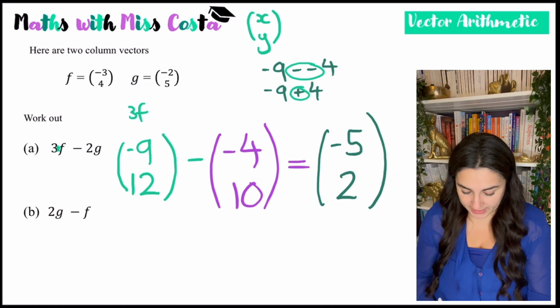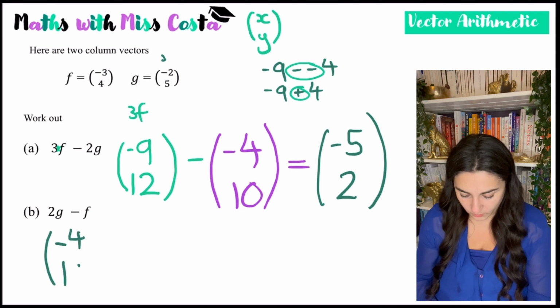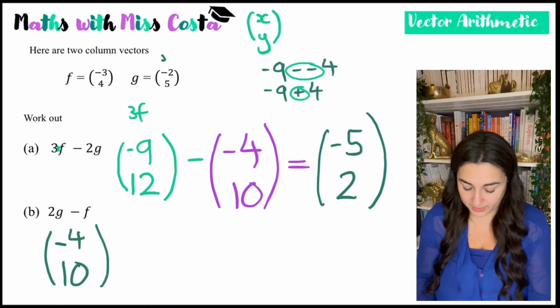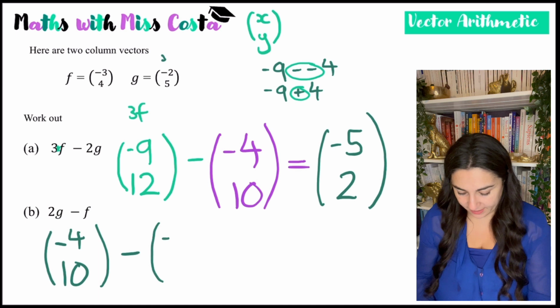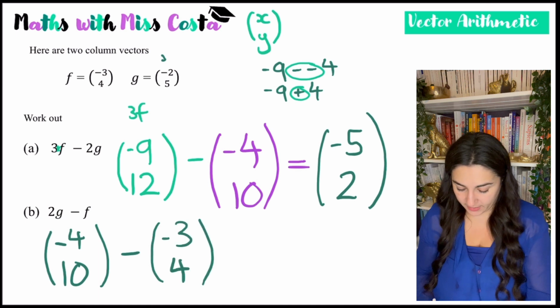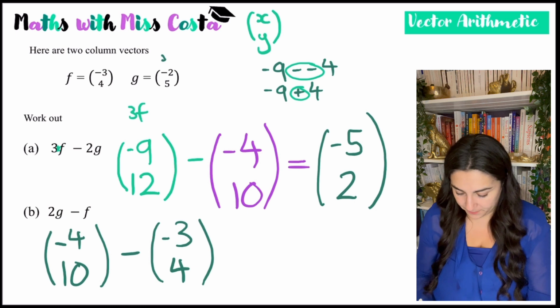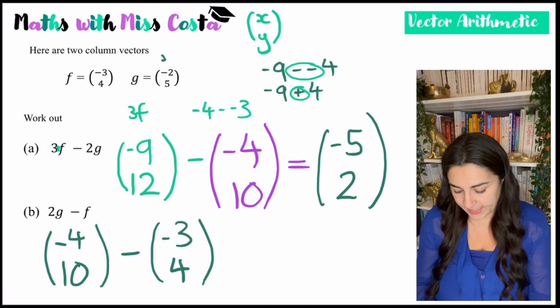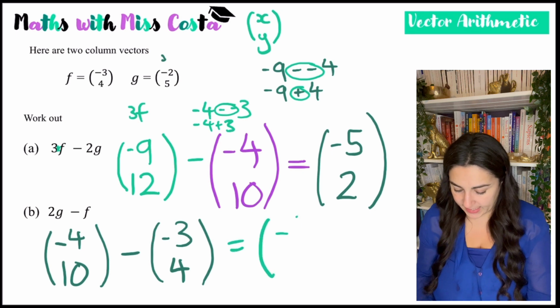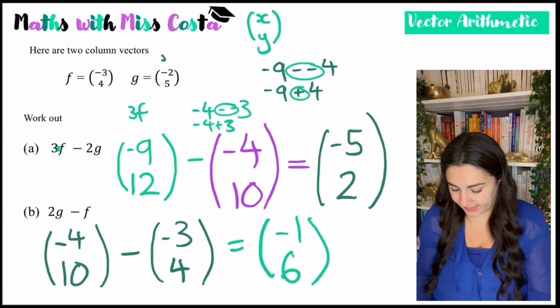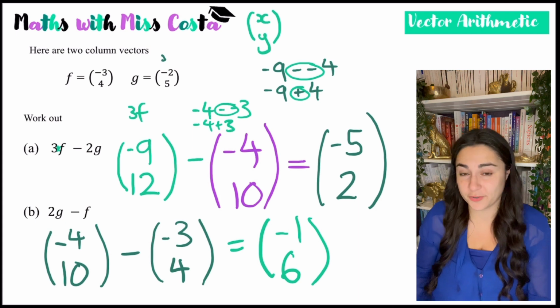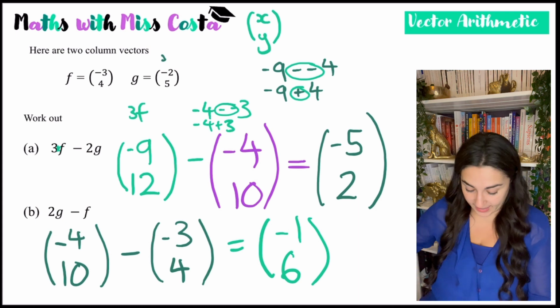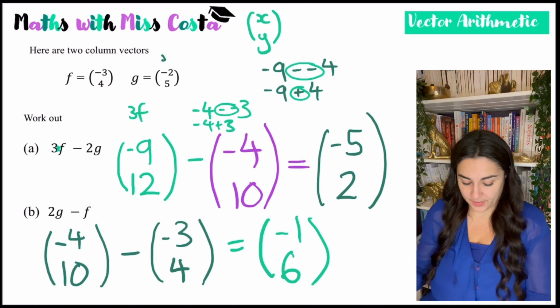And then I've got 2g take away f. So once again, I'm going to double g. So that would be -4, 10, which I've actually already worked out, so I didn't need to do that. Take f, which is -3, 4. And I just subtract them like I would any normal number. So -4 take -3 would become -4 plus 3, which is -1. 10 take 4 is 6. And that's all I do for vector arithmetic. I just add along the top, add along the bottom, or subtract, and that's that.